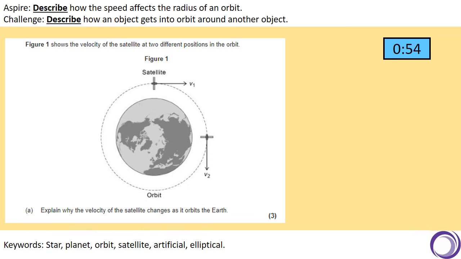Halfway through your time, you might have noticed that the size of the arrows, so the vector arrows there, V1, V2, representing the velocities at two different points, the size of those arrows are the same.